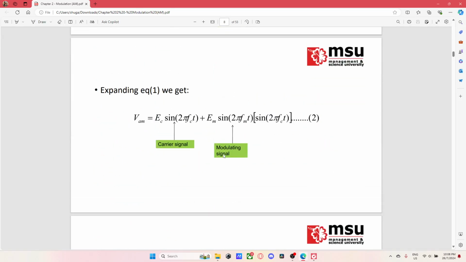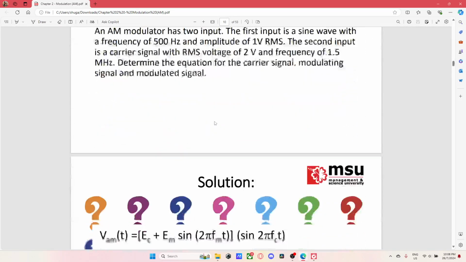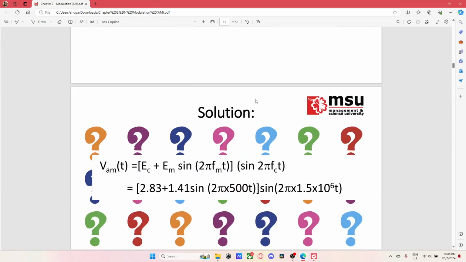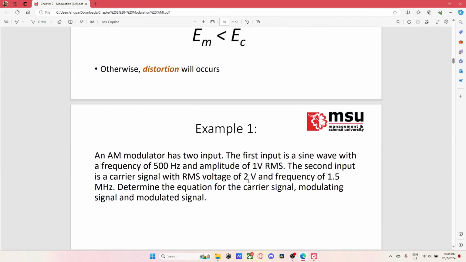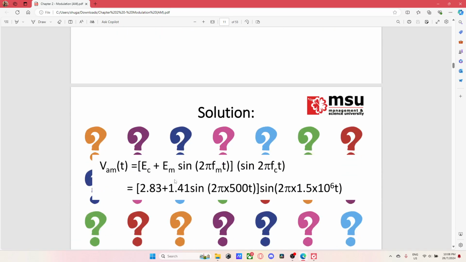After following this equation, we just add these values into the equation. So this is the equation: EC plus EM sine 2 pi FM time, multiplied with sine 2 pi FC time. So our EC over here is, where is it?